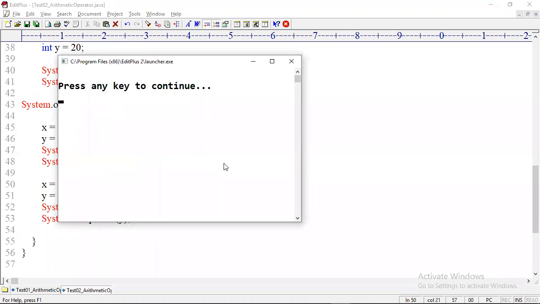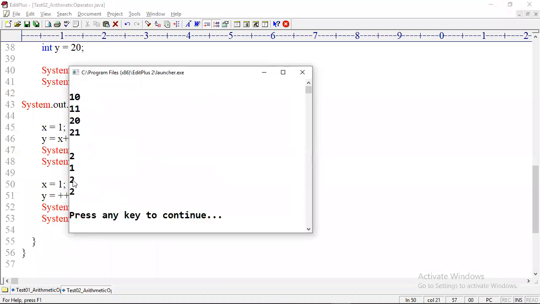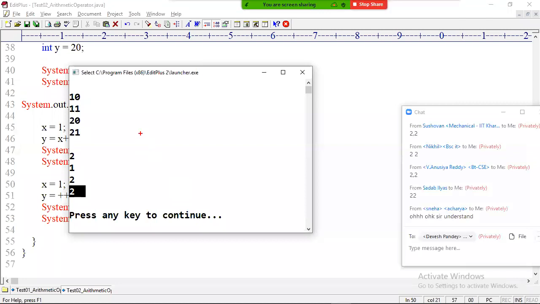So the plus plus operator, X plus plus and plus plus X: post-increment and pre-increment will definitely increase the variable value. In the next line, we will get the updated values. Look, both places 2 is coming. Where is the difference? In an expression, post-increment is executed with the original value, pre-increment is executed with the modified value.